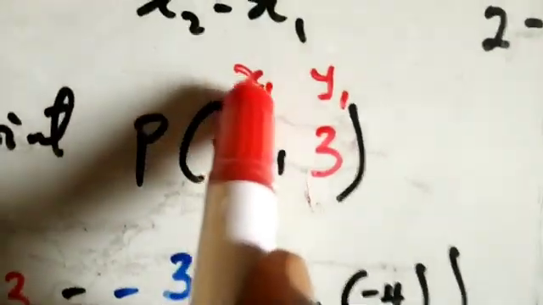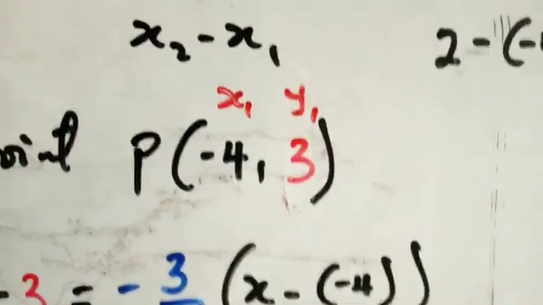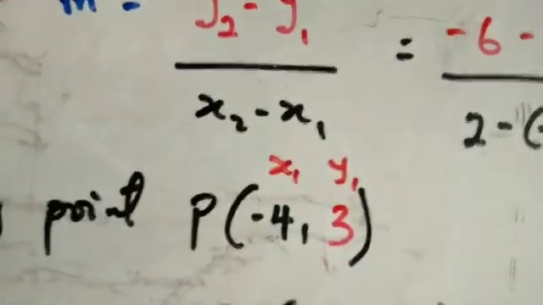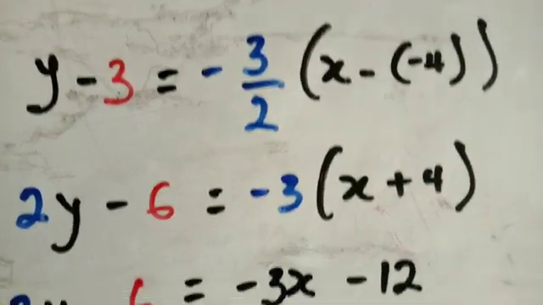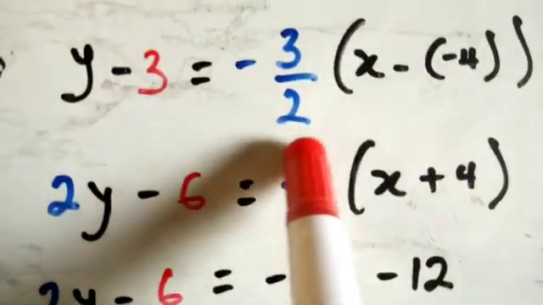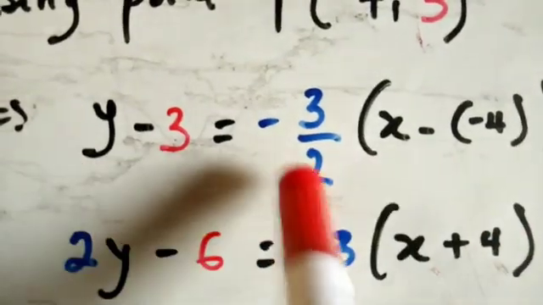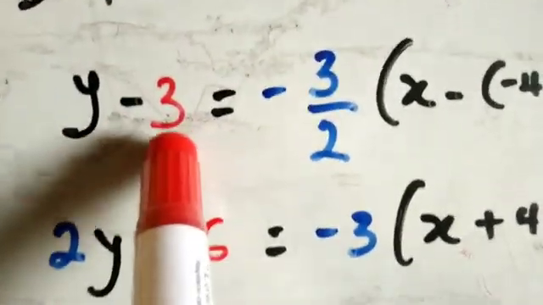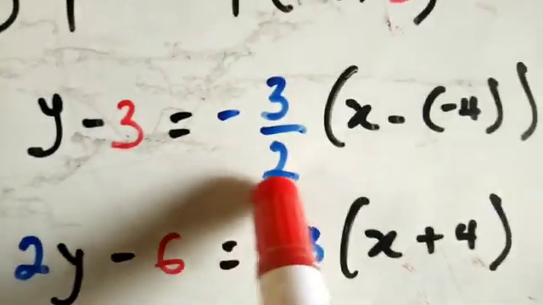Whatever the x1 is, just replace it. We are just replacing it in the equation of the line. So do the calculation as we saw in the first example. Here there's a fraction, so you have to multiply everything by 2. So 2 multiplied by this y will give 2y. 2 multiplied by this will give minus 6, and then the 2 goes away.